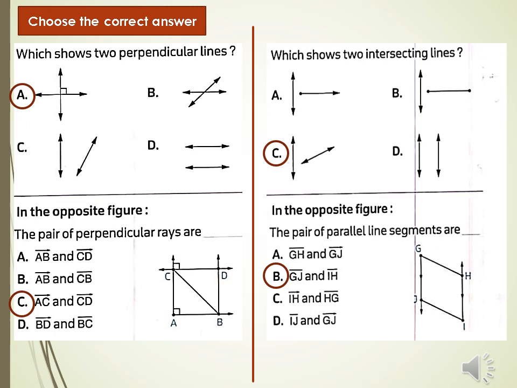Number 4. The pair of parallel line segments, we choose letter B because of line segment GJ and line segment IH.